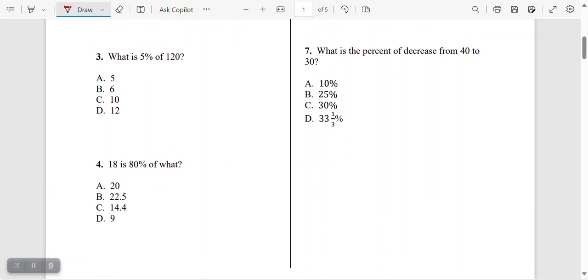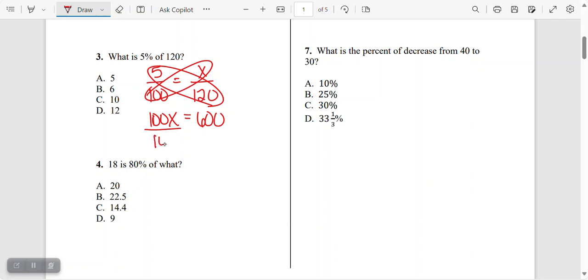Okay, moving on to number 3. The question is, what is 5% of 20? Remember that you can use the percent proportion or the percent equation. I'll use the proportion on some of these, and I'll use the equation on others. So we write the percent over 100, and that's equal to the part that we are trying to calculate over the whole. So we're going to cross multiply. 100x is equal to 5 times 120, that's 600. Dividing both sides by 100, we get x equals 6.